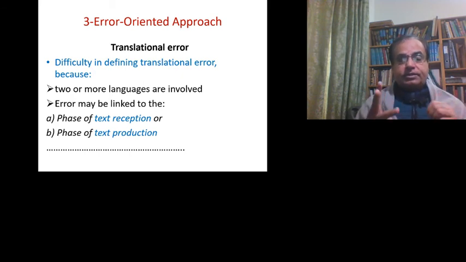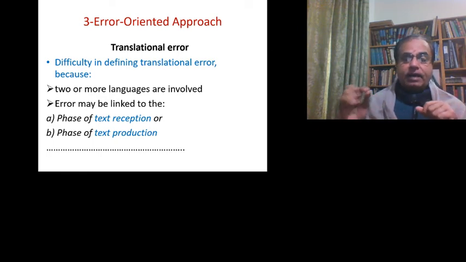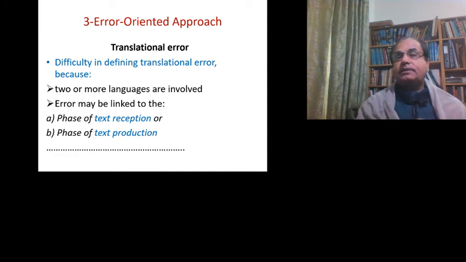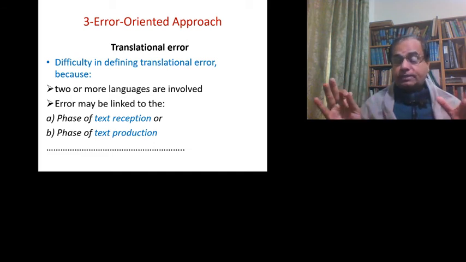There are three things that should be kept in mind. One is that two languages are involved. Two is that the phase at which the error occurred may be different. Maybe the translator made a mistake in understanding the source text, and that's why there is an error in his or her translation. Or maybe he did not make any mistake in understanding the source text, but made a mistake while transferring the meaning into the target text.